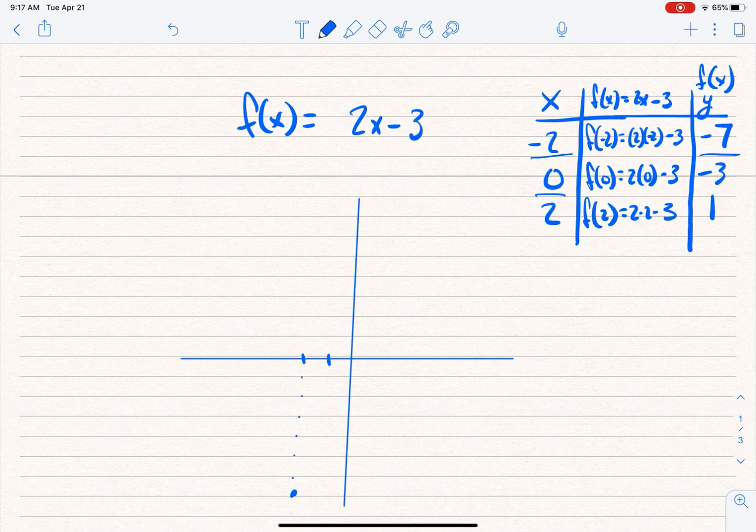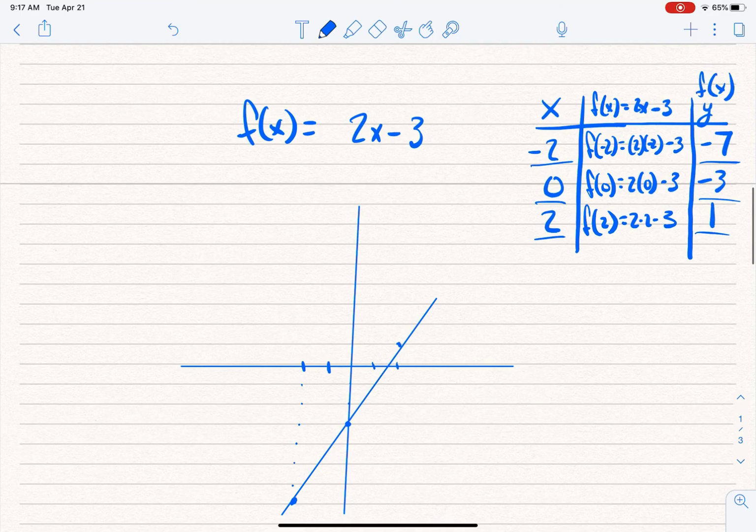Okay, our next point is at 0, -3. So for 0, we don't go anywhere on the x-axis, and we go down 3. 1, 2, 3. And then our last point is 2, 1. So we go over 2, 1, 2, and we go up 1. And there's our line. Okay, it looks something like that.